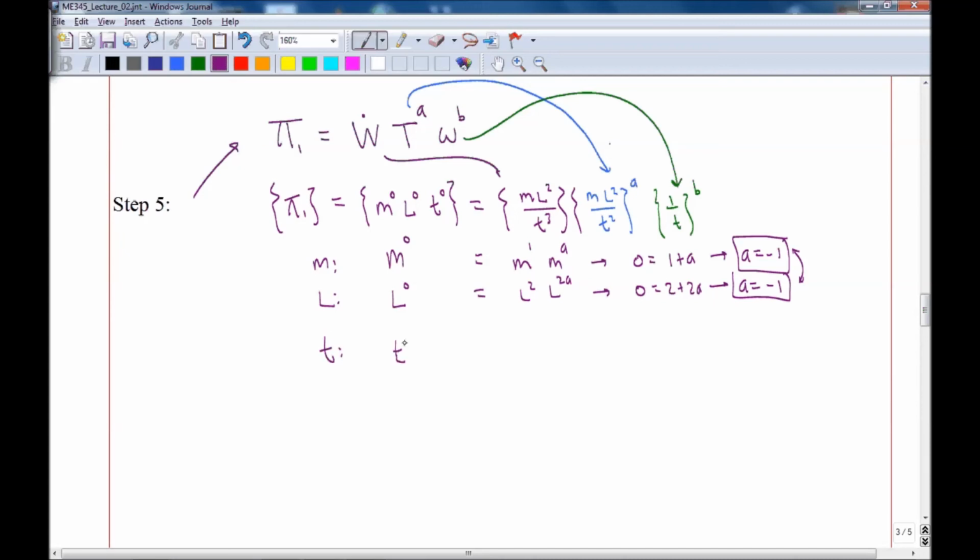Finally, for time, T to the 0, there's a T to the minus 3. Here, there's a T to the minus 2a, since it's raised to exponent a, and a T to the minus b on the right. And when you work through the algebra for that, we plug in a, do a little bit of algebra, you get b equal minus 1. And so our pi 1 equal W dot over T omega.